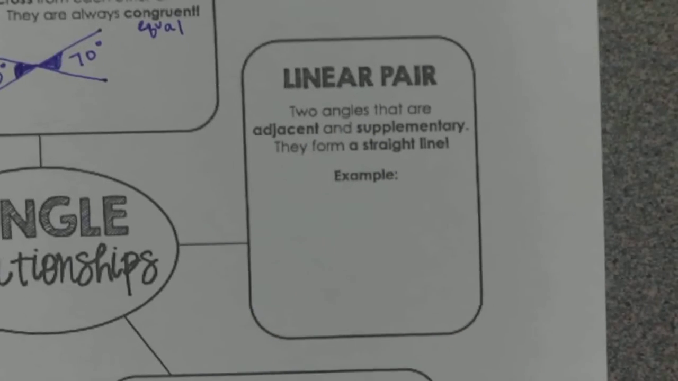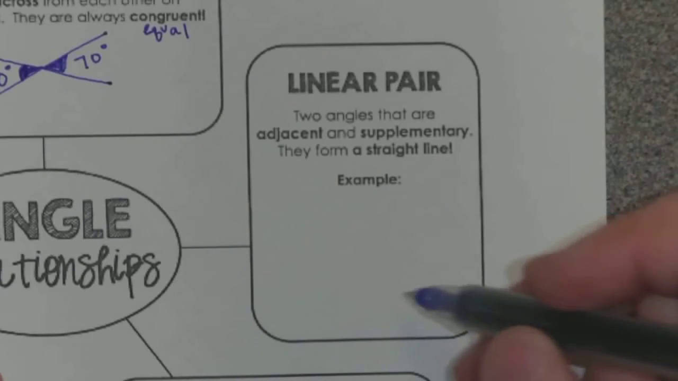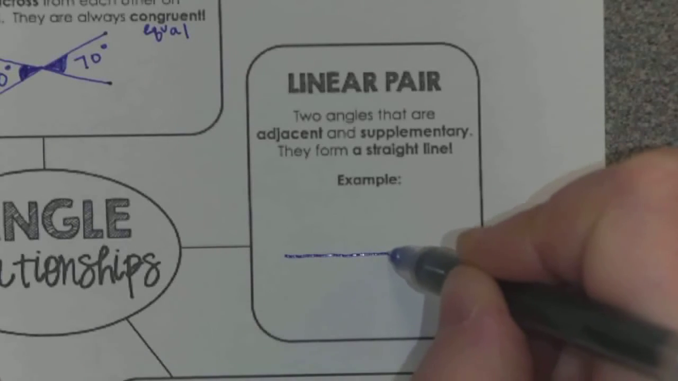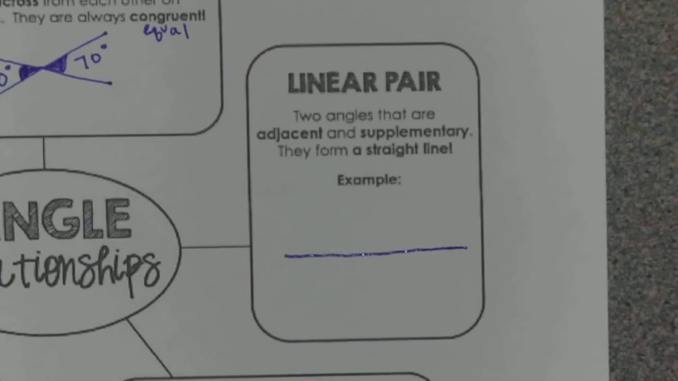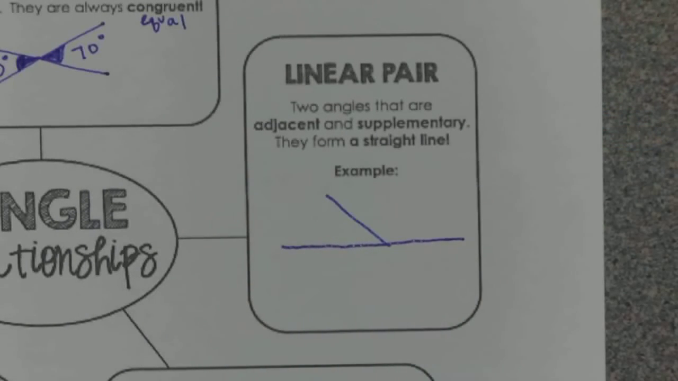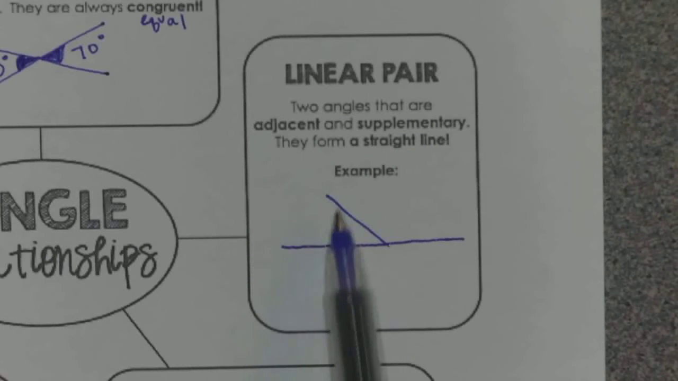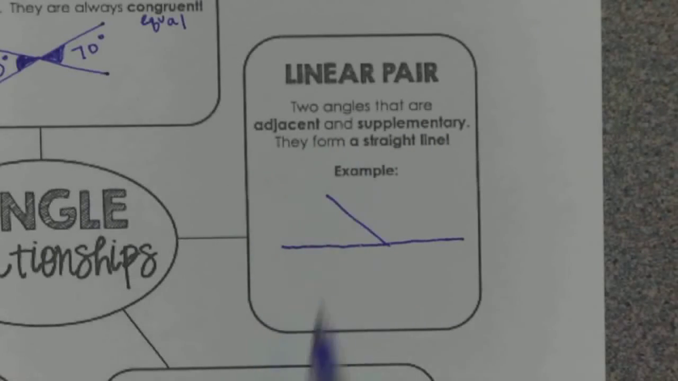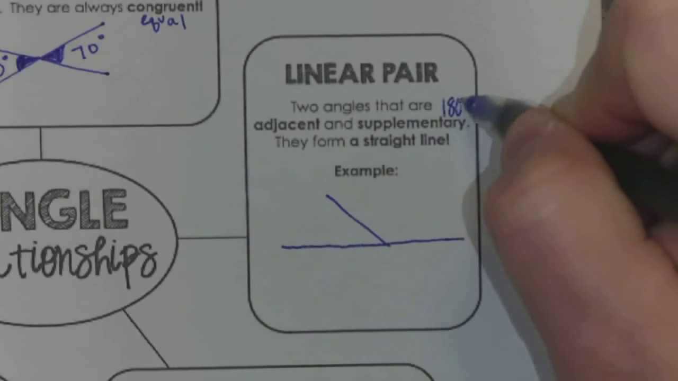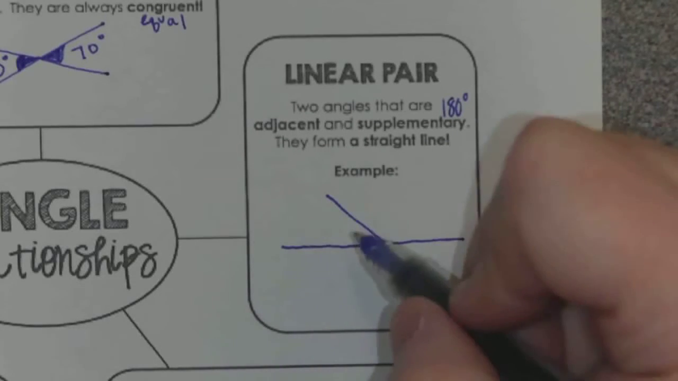All right, does anybody know what a linear pair is? What does linear mean? It means on a line, right? Or linear is a line. So two angles that are adjacent, meaning they touch each other, they share a side, and are supplementary. Supplementary meaning that they add to 180 degrees. They would be linear because they form a straight line together.